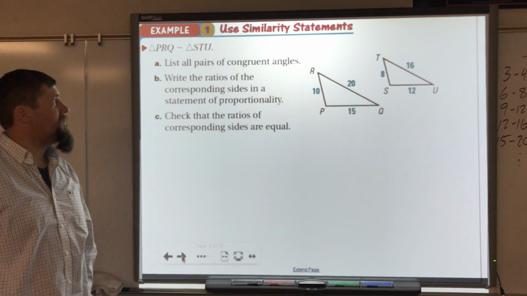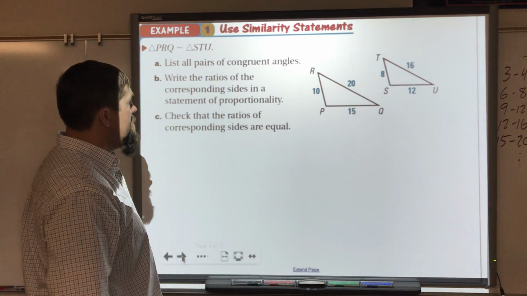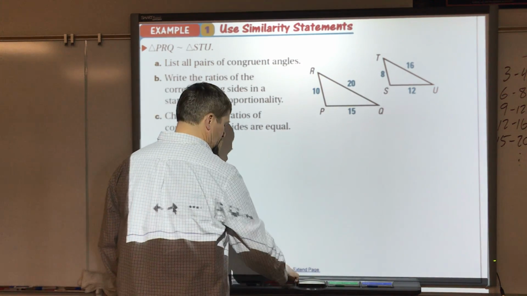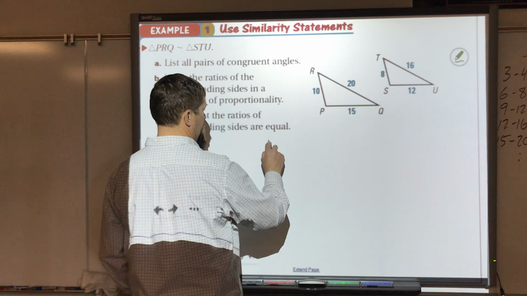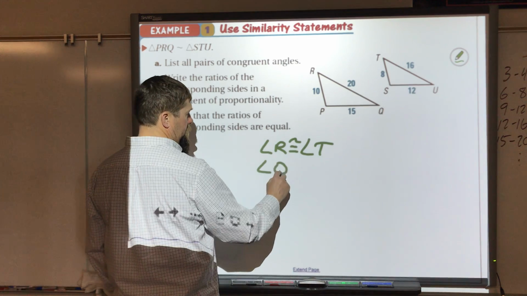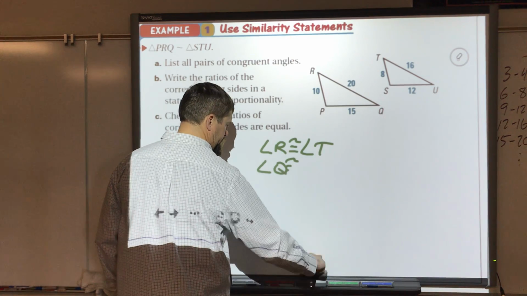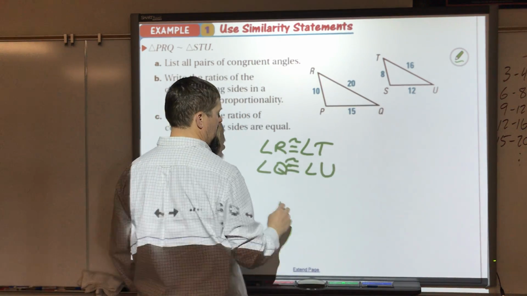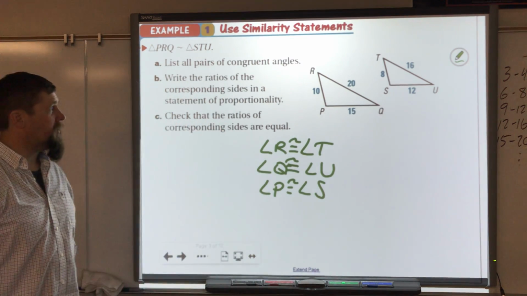All right, list all pairs of congruent angles. We need to know which vertices are corresponding. It looks like they're in the same location as far as the way they're situated on the page. So angle R is congruent to angle T. Angle Q is congruent to angle U. Angle P is congruent to angle S. Remember, the angles are all congruent.